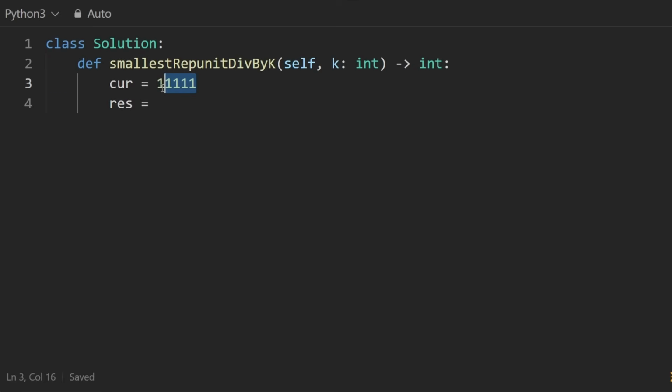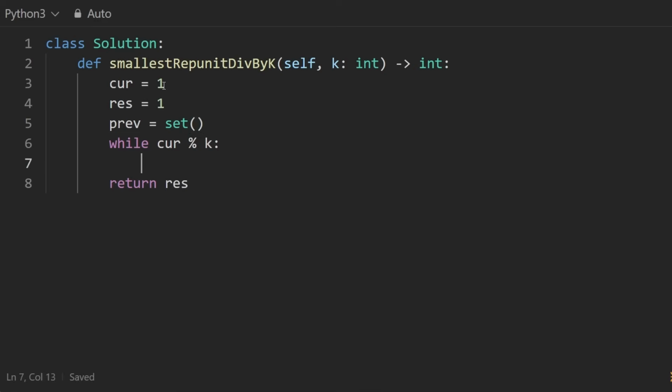We know we're not actually going to be storing that number, so we're going to have to use a separate counter, which I'm going to call the result, and that's what we're going to end up returning. We're going to iterate while the current number modded by k is non-zero. And we're also going to have a hash set, which is the best data structure to use, constant inserts and lookups. And initially it's going to be empty.